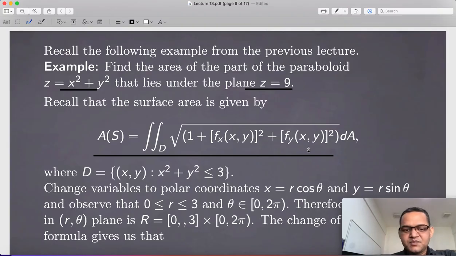This is the surface area, and the disk D here is this disk, because it was bounded above by the z equal to 9 plane. So when we look at its projection on the xy plane, it was the disk with this.